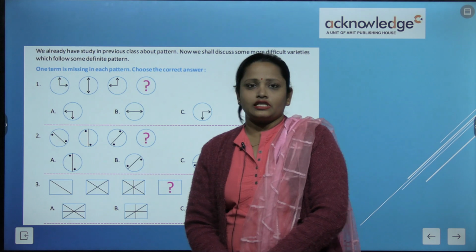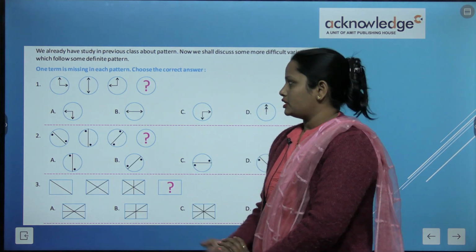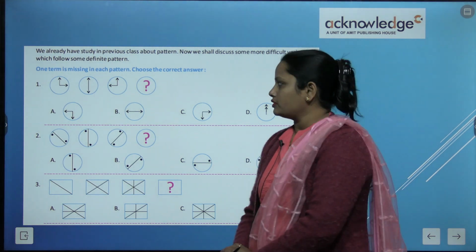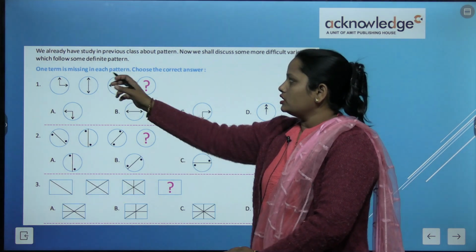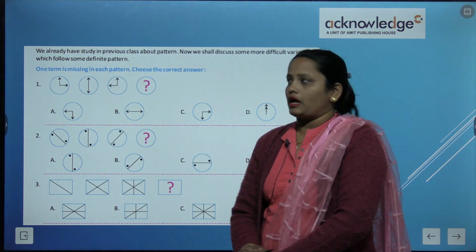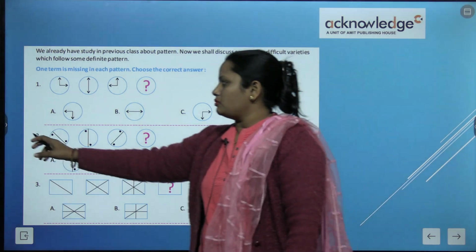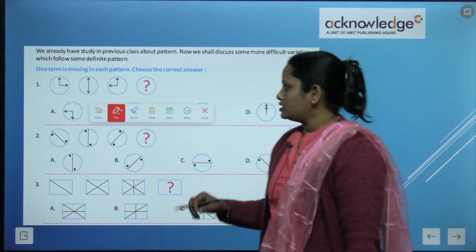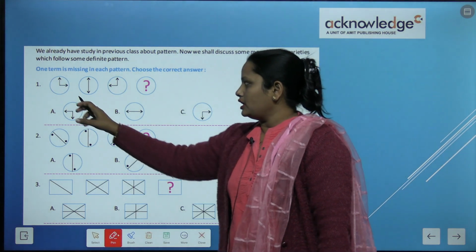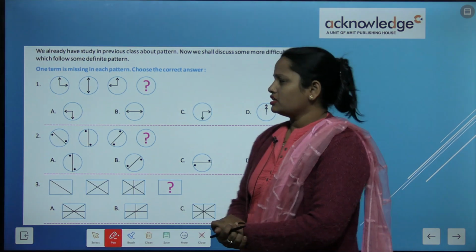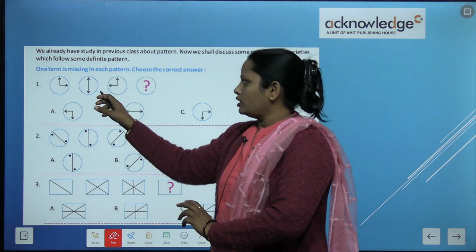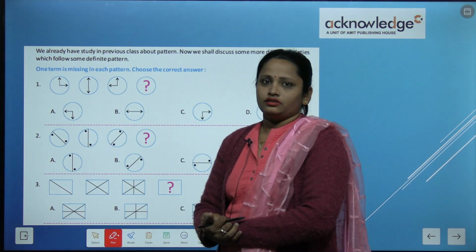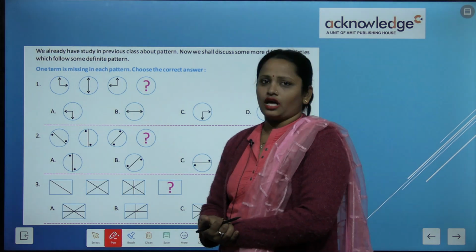So previous class में भी हमने pattern chapter पढ़ रखा है, but here we are going to learn something different and difficult than that. So one term is missing in each pattern. So यहाँ पे हर एक pattern में एक term miss है. तो यहाँ पे आप देख सकते हो इस figure में it's I think 3 o'clock. Now here it is 6 o'clock. Now here again you can see it's 9.